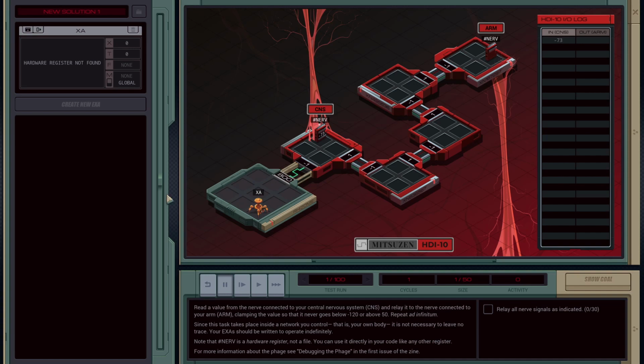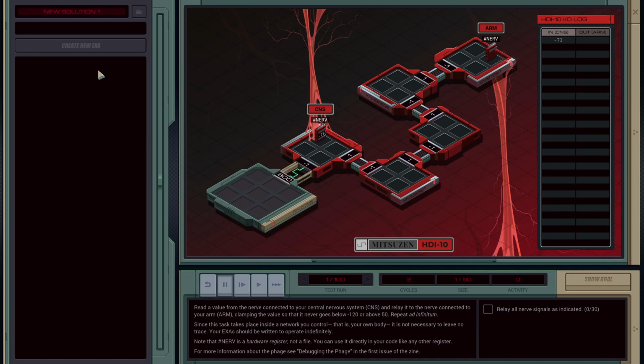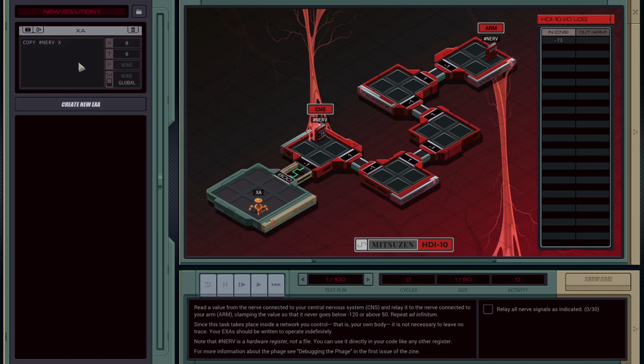Hardware register not found. Okay, so I think I... Okay, well then I probably just need to be in the same host as it. So I'll go link 800 and then do that. There we go. Okay, so now I have the first value that produced, I guess, because this isn't like a global thing, so I'll have to go over there. I think that's right.